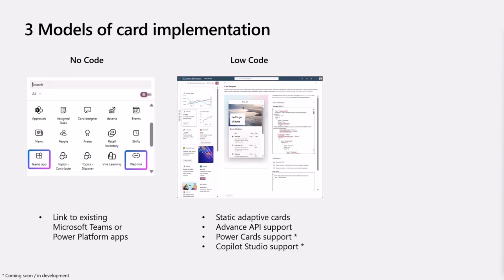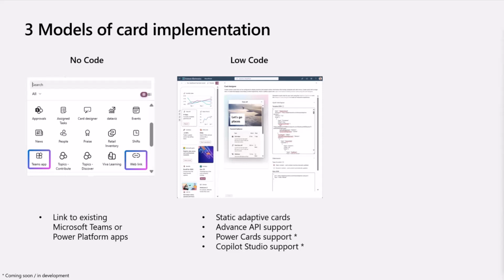Or in the future, you can actually do Power Cards support here as well, so you can tag on any Power Card which is created, and you can surface those directly within any device within Viva Connections. And we're working also on Copilot Studio support, which was already demoed at Build this spring. So you can actually publish your Copilot Studio UXs directly within Viva Connections as individual cards and quick views and all of that.